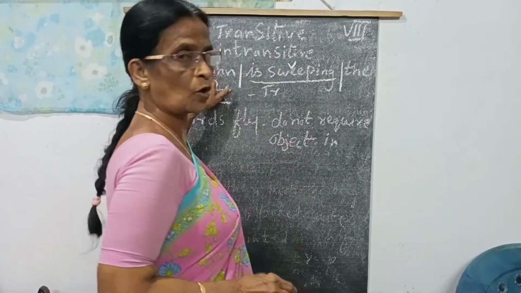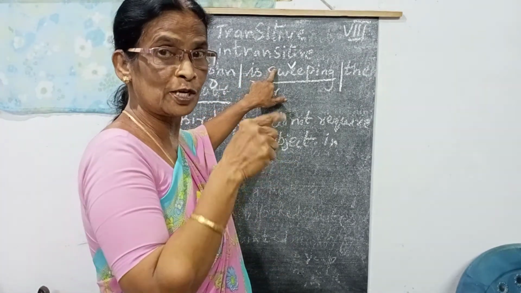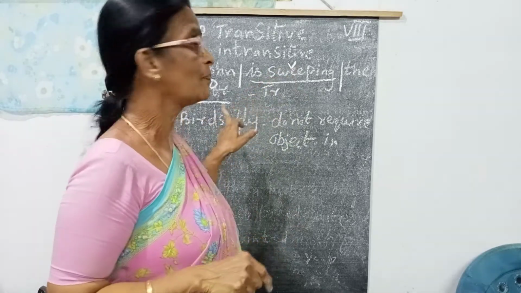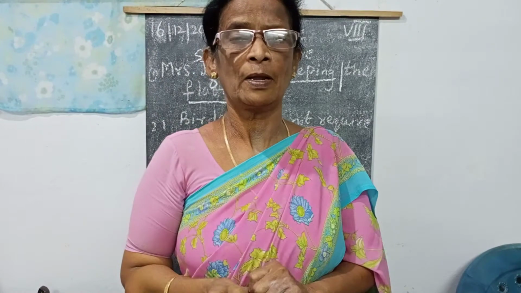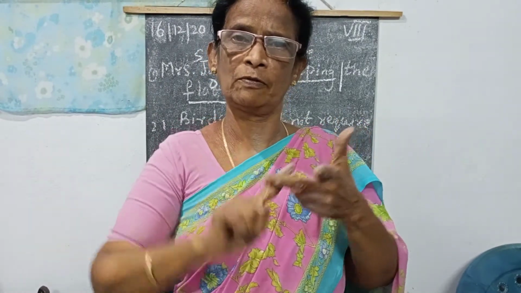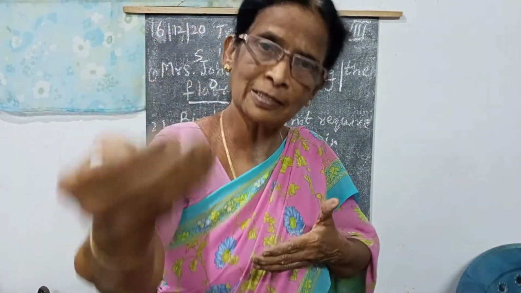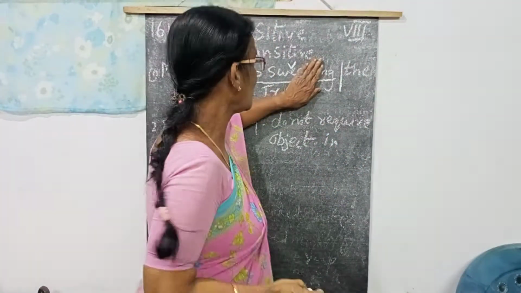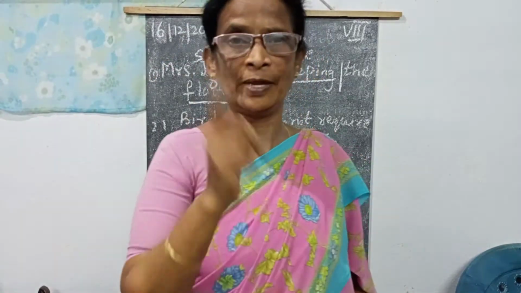First one is Mrs. John. What is she doing? Mrs. John is sweeping. What is she sweeping? The floor. That is the subject, verb and object. One more easy clue I will tell. When there are three, subject, verb and object, and we change that sentence into passive voice, easily you can say that is the transitive verb.